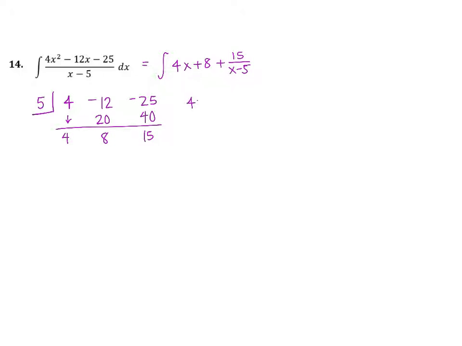And so we're going to have 4x squared over 2 plus 8x plus 15 times the natural log, absolute value of x minus 5. And then, of course, don't forget your plus c, because small animals will die if you do.